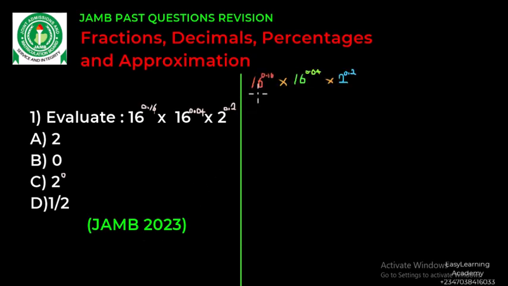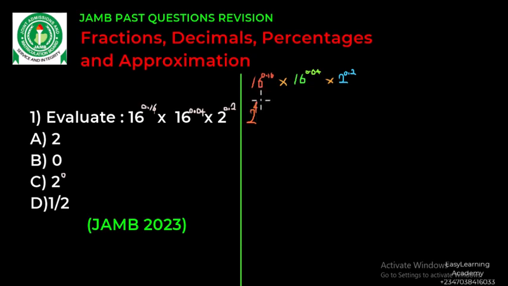The first thing we are going to do is to have all of them in a common base, just like obeying the law of indices. The easiest base is base 2, because base 2 is the smallest base here. So for 16, how many times are we going to multiply 2 to have 16? 2 times 2 is 4, 4 times 2 is 8, another is 16. So that will be 4 times.